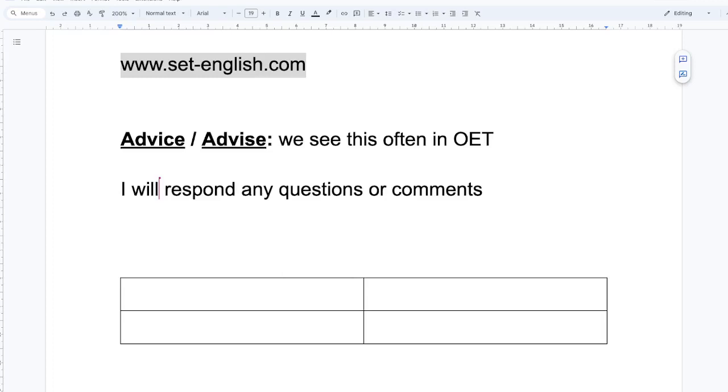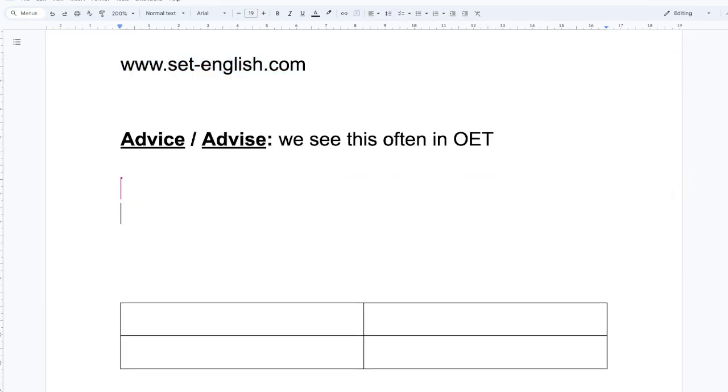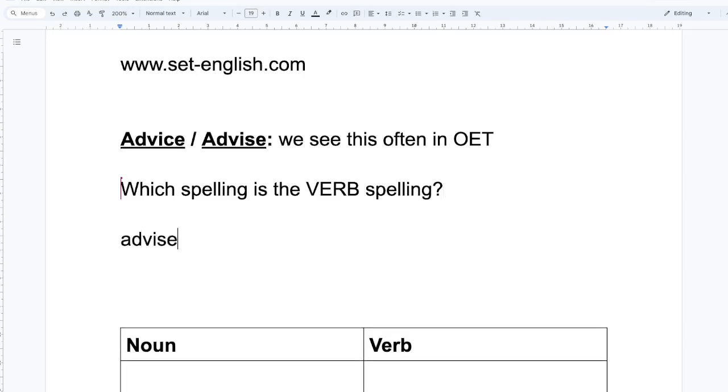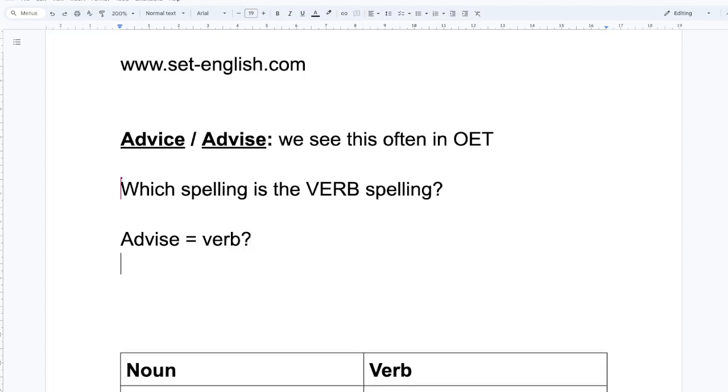Okay, so let's get started. So we're talking about advice and advise. Now, my first question is this. Very simple question. We have a noun and a verb. Which spelling is the verb spelling? Type in Facebook if you think you know. Is it advise? Is that the verb? Or is it advice? And you can notice as well that there's a slight different pronunciation. So type in, as I say, if you're watching on Facebook, you can just type in the answer now.